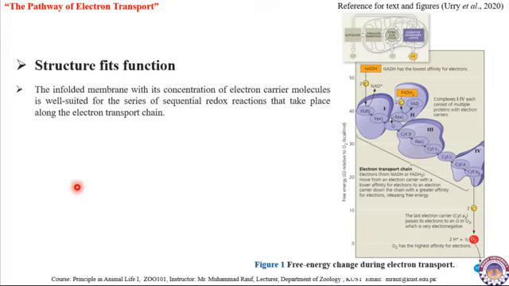Now here is yet another example of structure determines the function. These enfoldings are to increase the surface area, and if the surface area is more, then there will be more spaces for complexes to reside in. The enfolded membranes with their concentration of electron carrier molecules are well suited for the series of sequential redox reactions. So there are a series of oxidation reduction reactions.